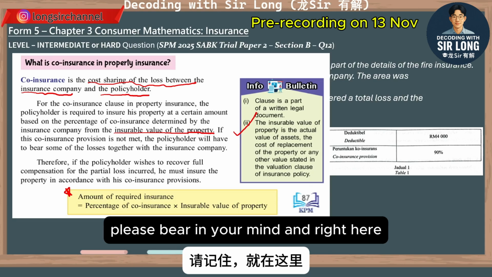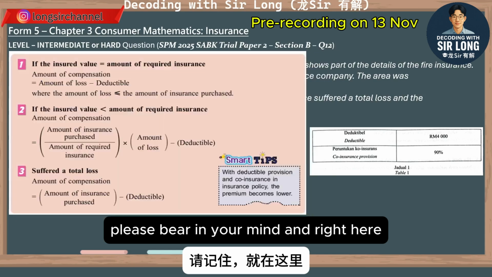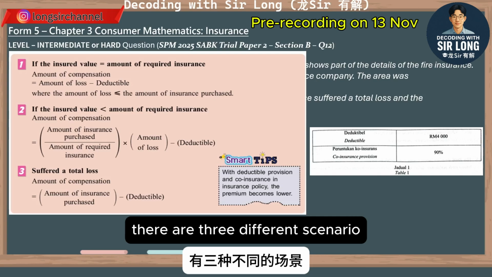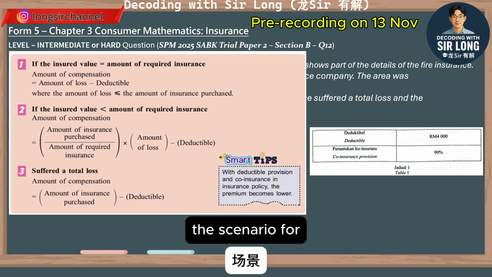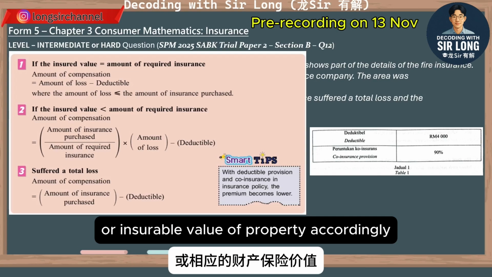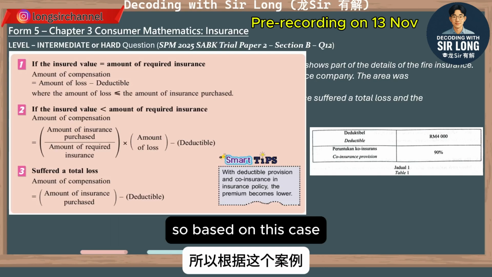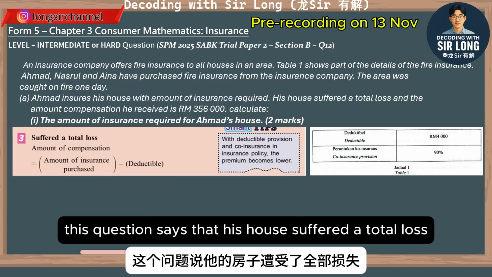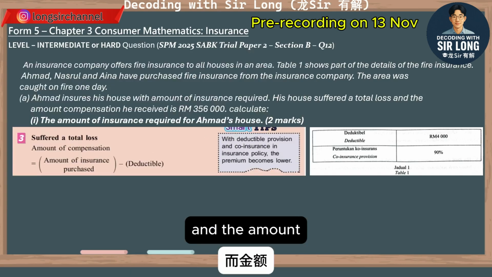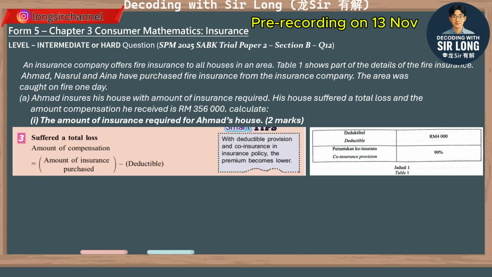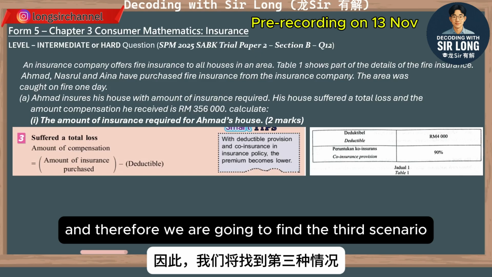Okay, please bear in mind. And right here, we can find that actually there are three different scenarios for enabling you to calculate the compensation or insurable value of property accordingly. So based on this case, this question says that his house suffered a total loss and the amount of compensation he received is 356,000 ringgit. And therefore, we are going to find the third scenario.